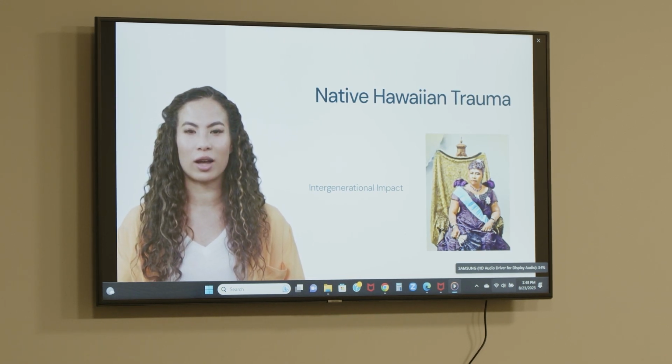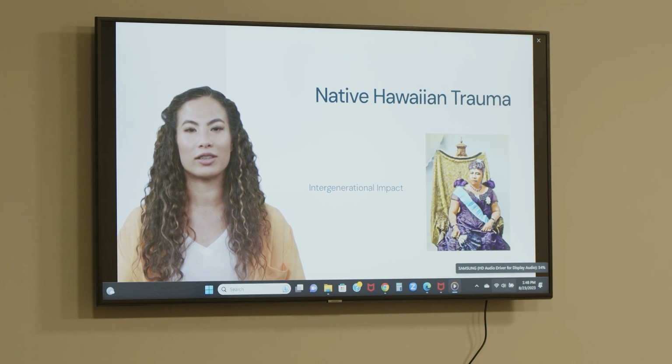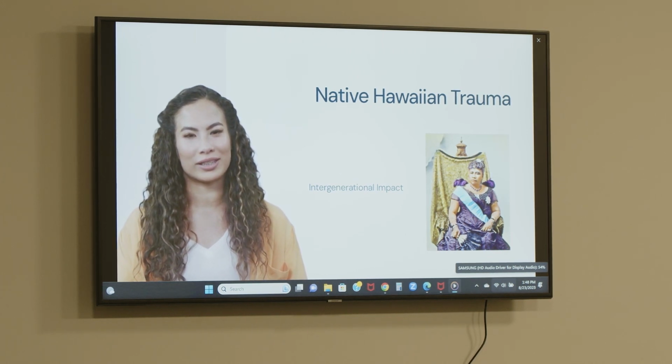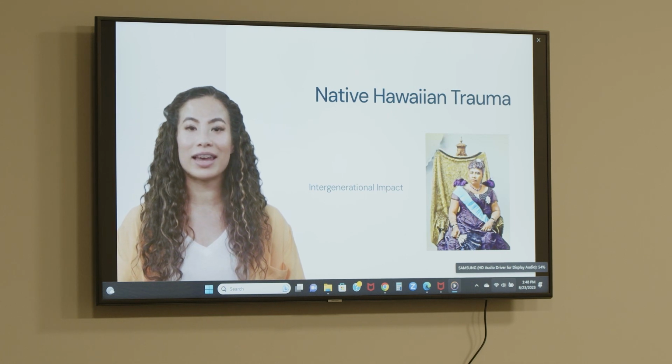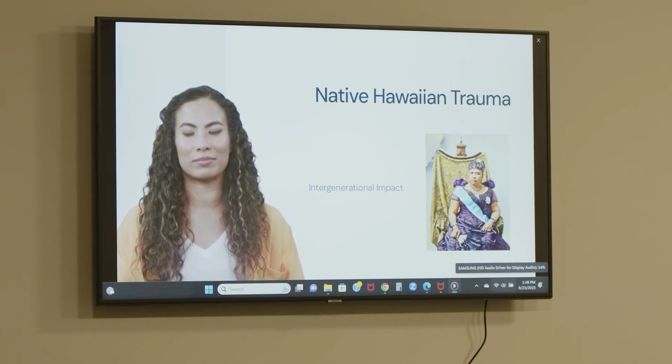Health and socioeconomic disparities. Native Hawaiians today face health disparities and a range of socioeconomic challenges, including higher rates of chronic diseases, homelessness, and incarceration compared to other groups in Hawaii. These disparities are often seen as legacies of historical traumas and ongoing systemic inequalities.